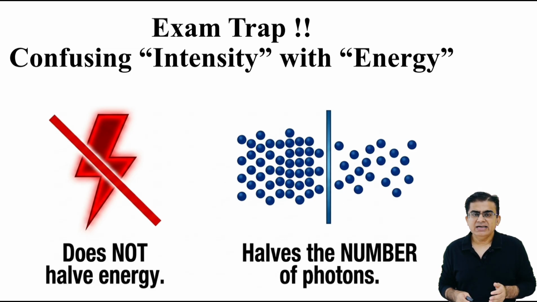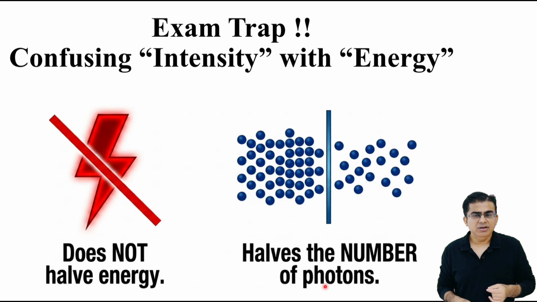You can see a red lightning bolt on your left. This is energy. You can also see a group of blue dots on the right. These represent intensity of the beam. The word intensity strictly means the total number of photons in the primary beam. It absolutely does not mean the true penetrating power of the beam.